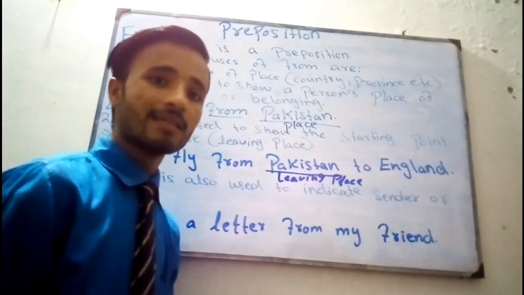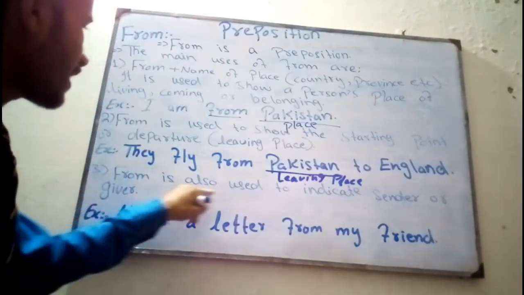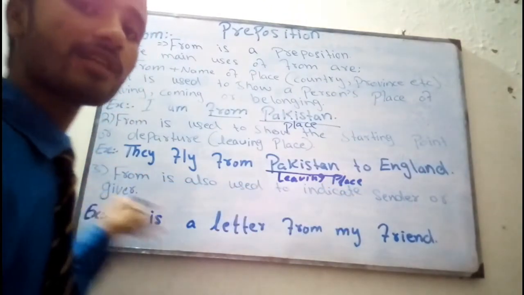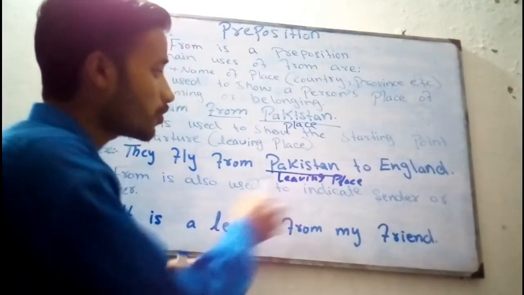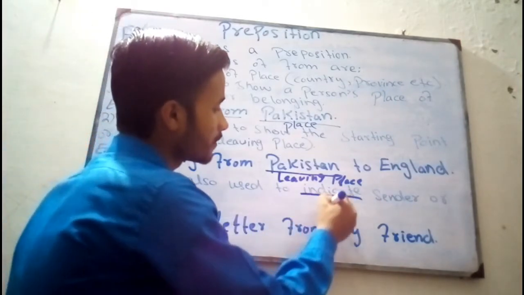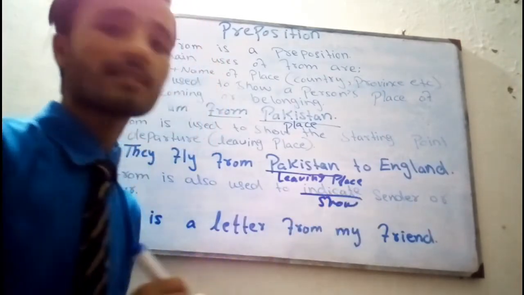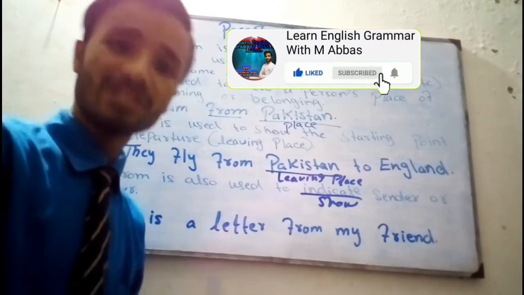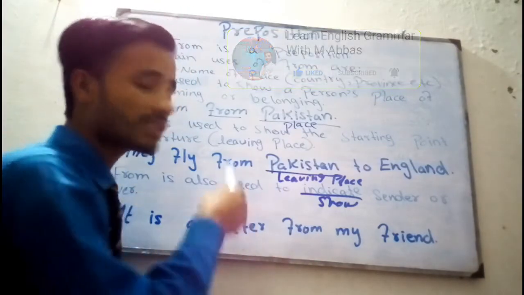Is this clear? See the last step. From is also used to indicate sender or giver. It is also used to indicate or show. Indicate means show, right? It shows that a person is giving something or sending something. It shows sender or giver.